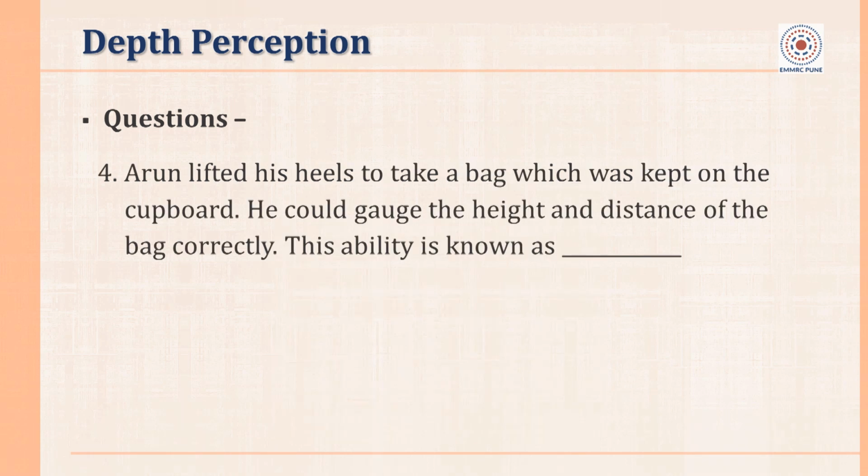Question 4. Arun lifted his heels to take a bag which was kept on the cupboard. He could gauge the height and distance of the bag correctly. This ability is known as dash dash. Answer of question 4 is depth perception.